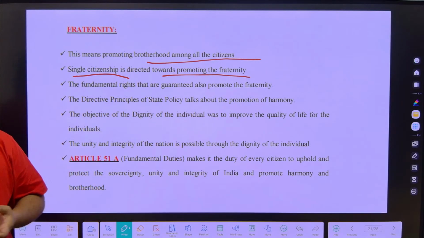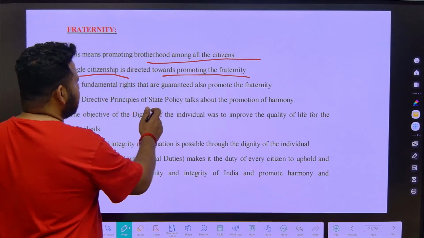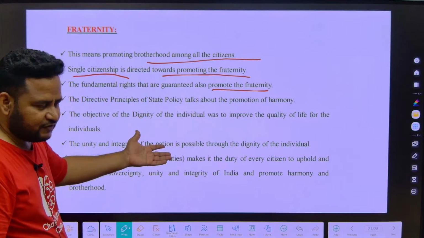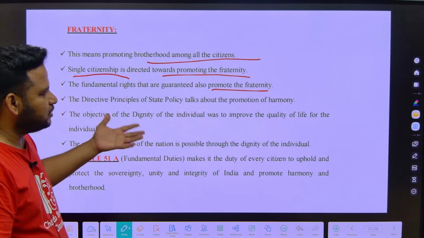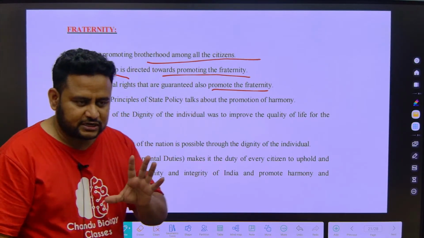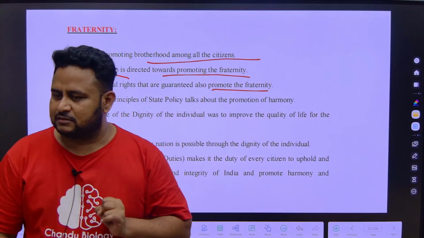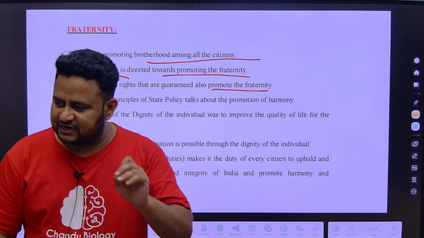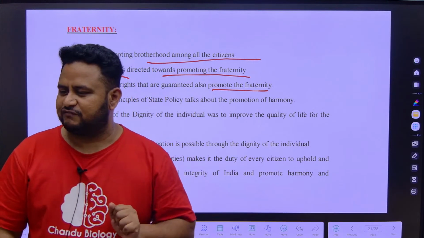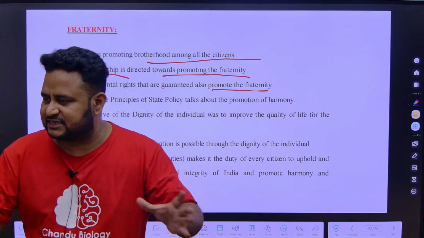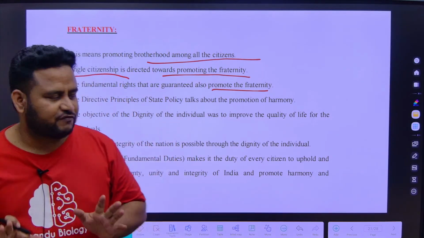Understood? So the fundamental rights that are guaranteed also promote fraternity. The DPSPs also promote fraternity. The preamble also promotes fraternity. What are all the things that promote fraternity? The fundamental rights, DPSP, preamble, even fundamental duties. All these things promote fraternity. Fraternity means binding us together as what? Single citizens, that is Indians. This is the meaning of fraternity.